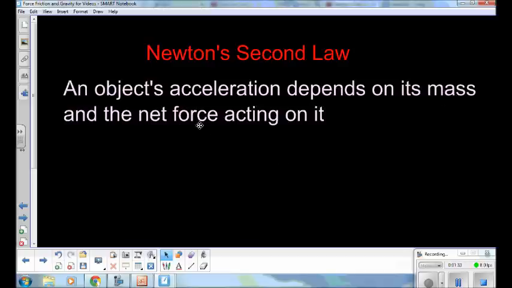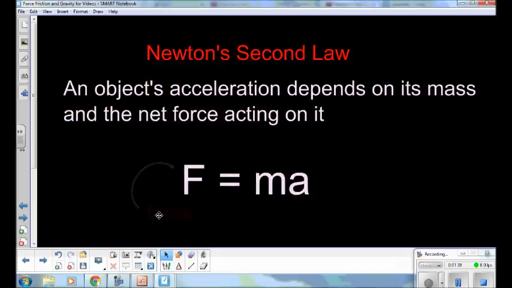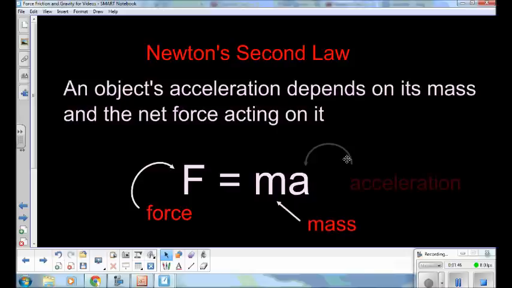Newton's second law, all these words can be put into this one equation, where F is equal to force, M is equal to mass, and A is equal to acceleration. So force equals mass times acceleration. This is Newton's second law, and we're going to be looking at it closely today and seeing how we can use it mathematically to determine certain things.